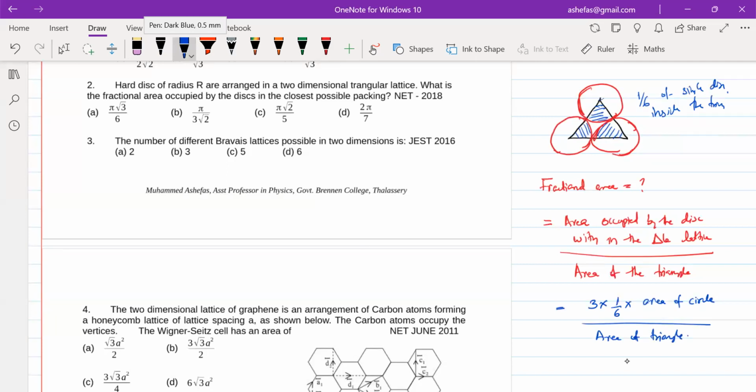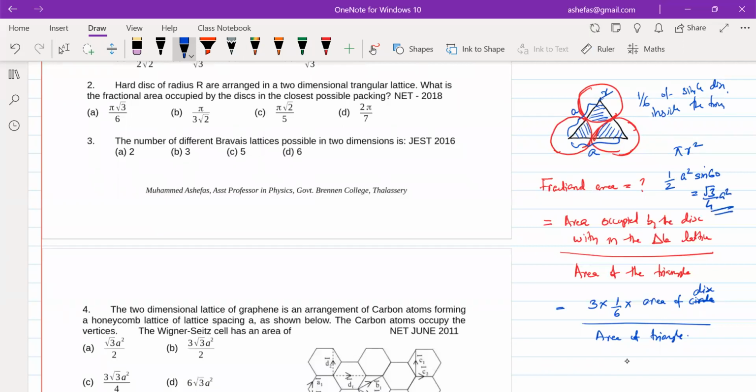Okay, so if R is the radius of the disk, then the area of the circle, or basically the disk, we can write as pi r square. Now what about the area of the triangle? Suppose the side is A, then this side would also be A, so equilateral triangle. Then the area of the triangle would be half times A cross A, which is A square, sine 60, and that would be equal to root 3 by 4 A square.